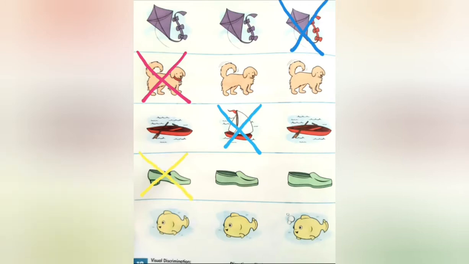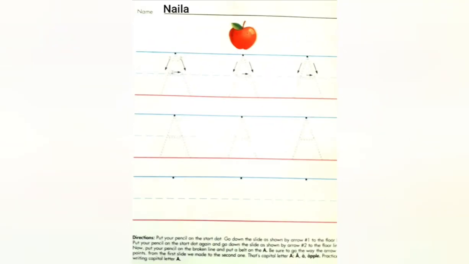Alright, now the fish. This one's a little tricky, isn't it? Now look carefully and tell me which one looks different to you. I found it. It's the one on the right side because it has bubbles. Do you see that? Very good. The name's on top.